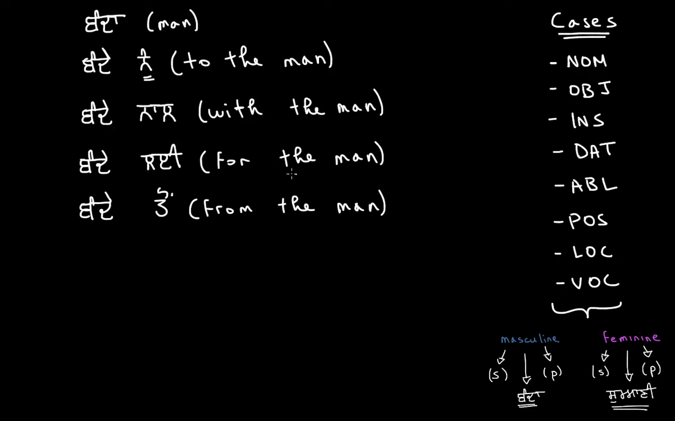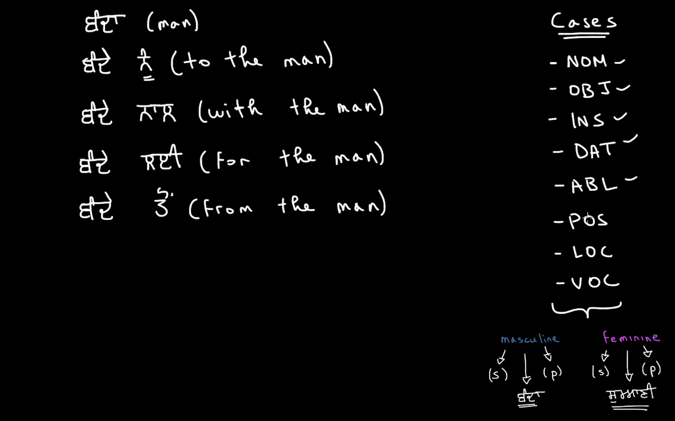Why are you doing this for the man? Then you would say bande lay. Who did you get this from? From the man would be bande ton. Okay, let's keep going. After this, we have done 1, 2, 3, 4, 5. We're right over here. So we did the ablative case as well.